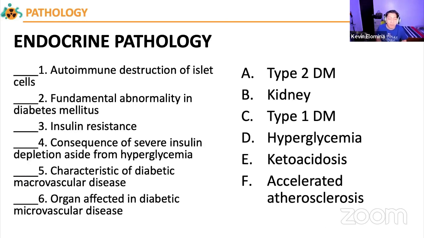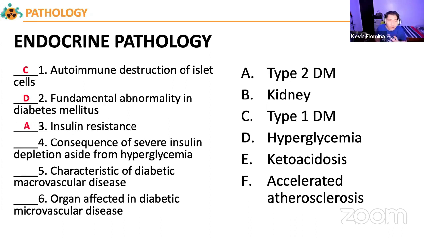Okay? Now for your DM, no? If you have autoimmune destruction of your islet cells, ano yon? Type 1 or type 2? That's your type 1. Okay? What's the fundamental abnormality in your diabetes mellitus? Of course, their blood sugar is elevated. No? Insulin resistance, anong type siya? Type 1 or type 2? It's your type 2. Okay?